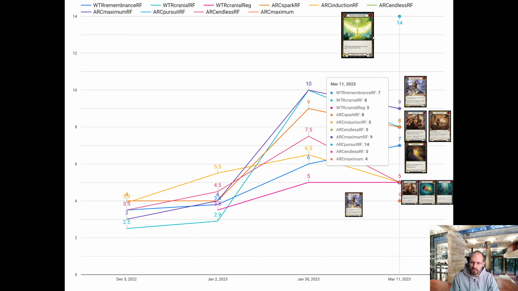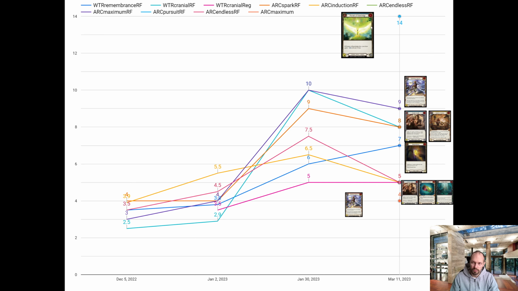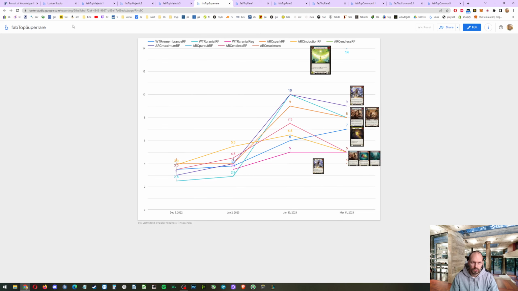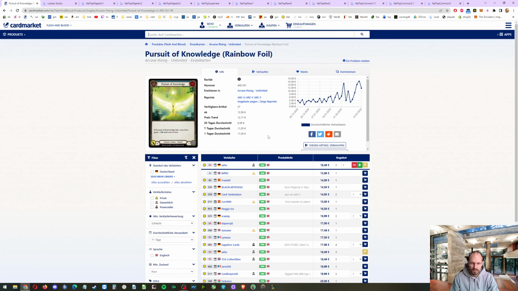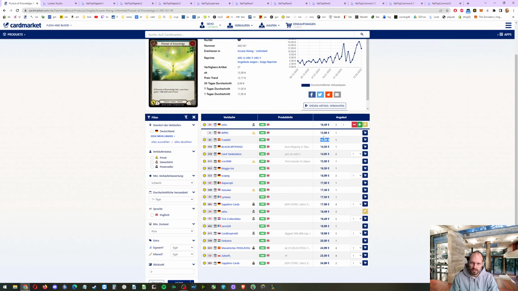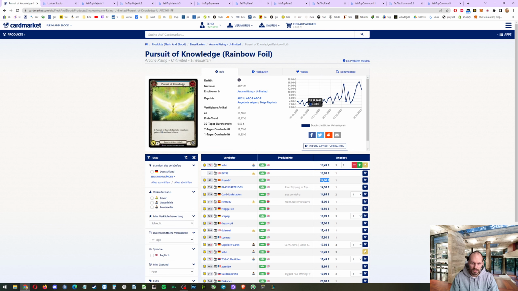And now we have a new contestant. The most expensive by far is Pursuit of Knowledge, 14 bucks. And it hasn't been here in the list for the last months. Pursuit of Knowledge, I opened this one, is right here. Lowest price is 14. There's not much on the market. Has been around 3-4 bucks for the longest time.